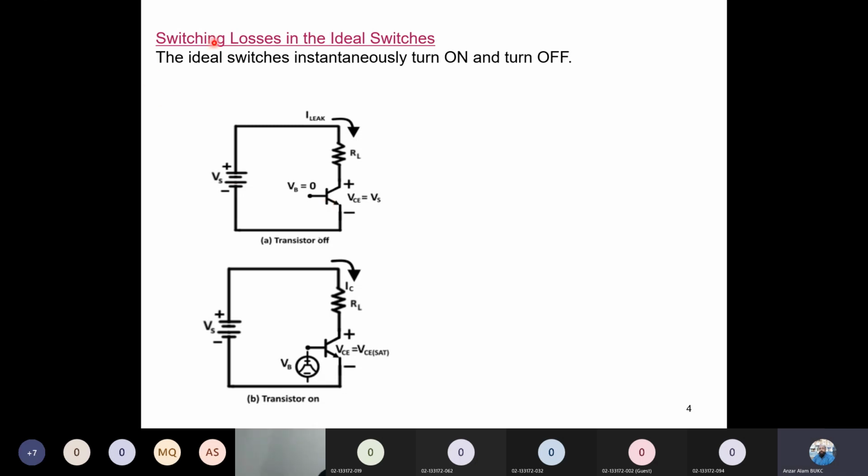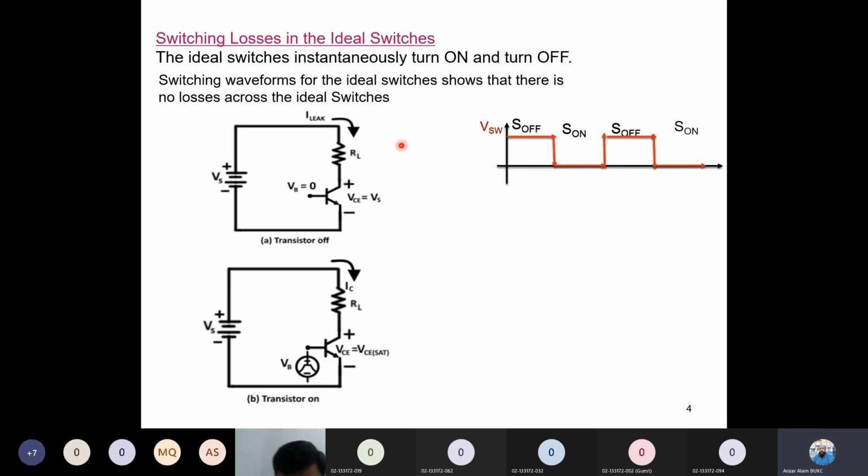Okay, because I have mentioned here switching losses in the ideal switches, first we go through the ideal switch. In an ideal switch, when the switch is off, what will the voltage be? Maximum. When this switch is off, the voltage becomes the supply voltage. That's why it is at high level. When the switch is on, in an ideal switch, because please remember this is an ideal switch, the voltage across it becomes 0.